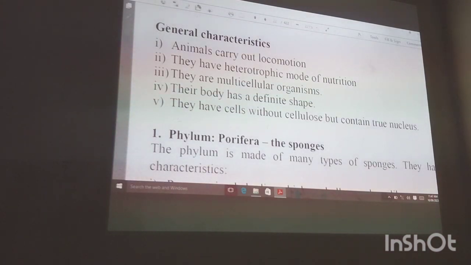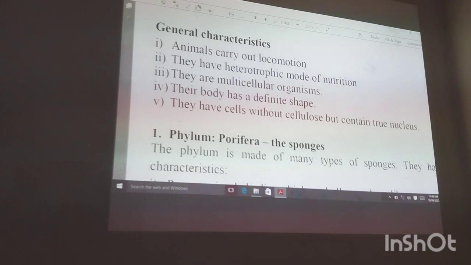Now, what does this mean? We don't have cellulose because we don't manufacture our own food. Plants contain cellulose because they manufacture their own food, and the cellulose is stored in the cell wall. For us, we don't have a cell wall, so we cannot contain cellulose. But our nucleus is a true nucleus, just like a plant nucleus. It's also a true nucleus. So even us, we have a true nucleus. Very good.